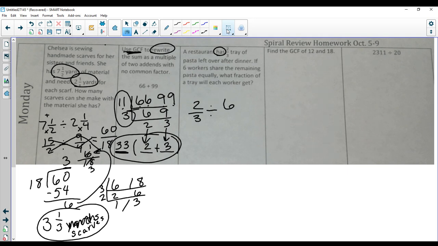What do I put under that 6? 1. We zigzag. Do I flip when I zigzag? No. 2 times 1 is? 2. 6 times 3 is? 18. Am I done? No, I've got to put it in the slide to simplify. We'll take out 2 from 2 and 18. 1. So our final answer is 1/9.